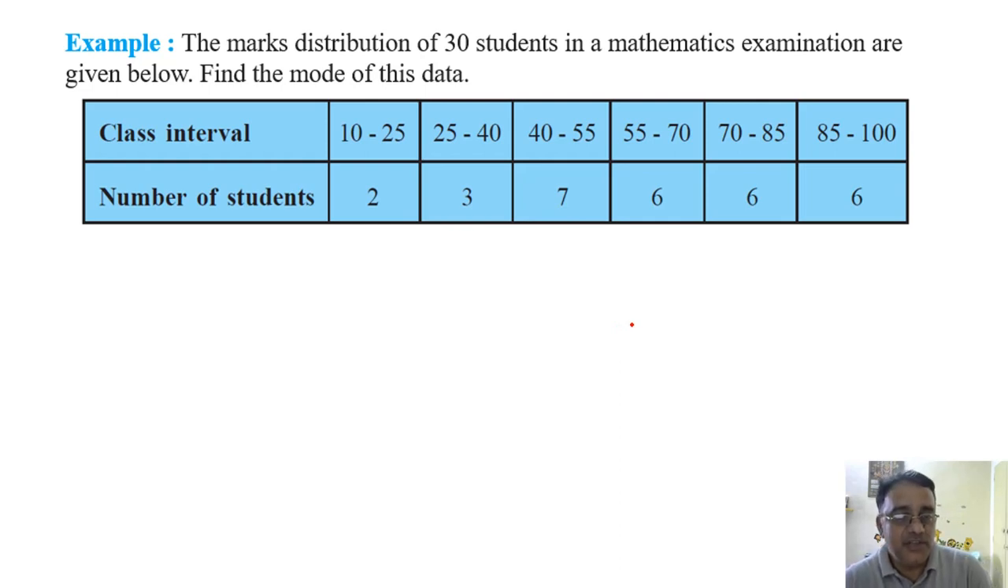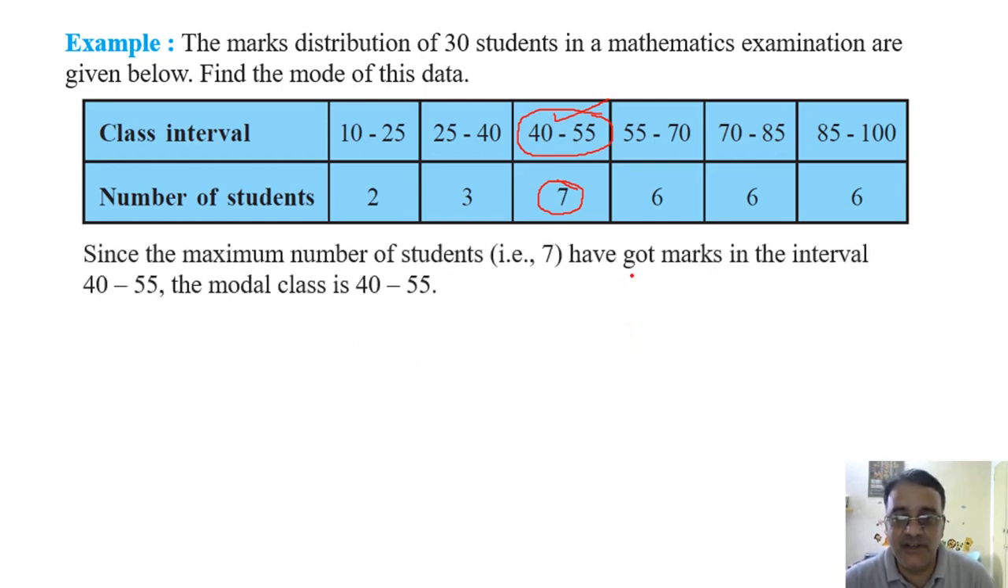So यहाँ पे हम लोग को separate table बनाने की जरूरत नहीं है. So which is the highest frequency here? Highest frequency कौन सा है यहाँ पर? 40, 55. मैंने पूछा frequency, 7. Okay, अब वो किस क्लास का है? 40 to 55. Right. So this is the model class. So we'll start with that step only. Since the maximum number of students have got marks in the interval 40 to 55, so the model class is 40 to 55.